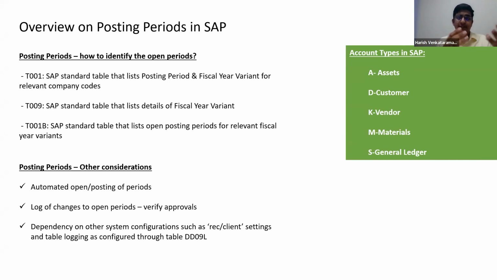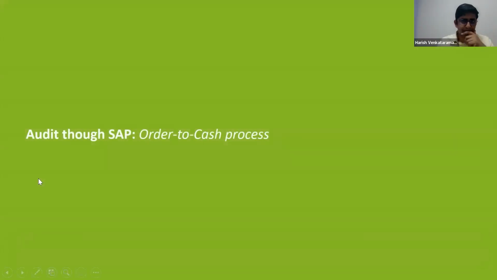As an auditor, we should be aware that this is possible. And if opening is possible, then these are the transaction codes that you should resort to, to see when it was opened, who opened it, and whether it followed any approval process or not. Right. And now, quickly going on to the next one on order to cash.